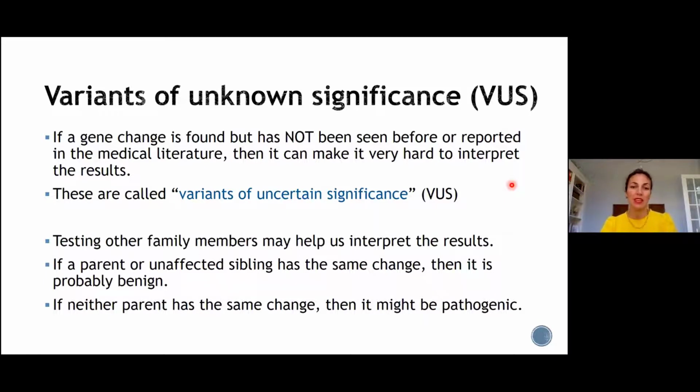So sometimes testing other family members may help us interpret those results. If a parent or an unaffected sibling has the same exact change that the child has, then it's likely that that change is unrelated to what we're seeing in the child, and it's probably a benign change. However, if neither parent has that same change and that change just happened for the first time in the child, then we're more likely to think, could this be the cause of what we're seeing in the child? And then it might be considered pathogenic.